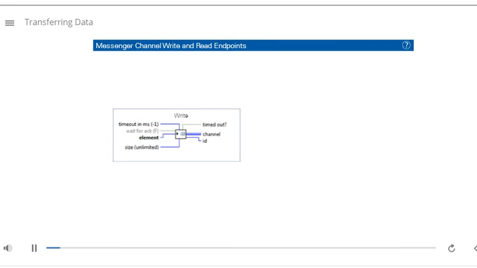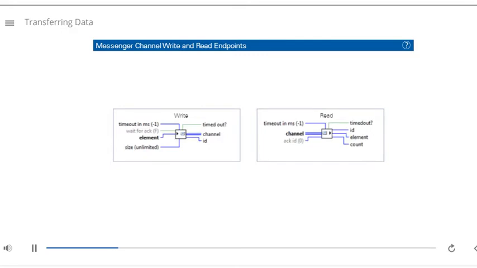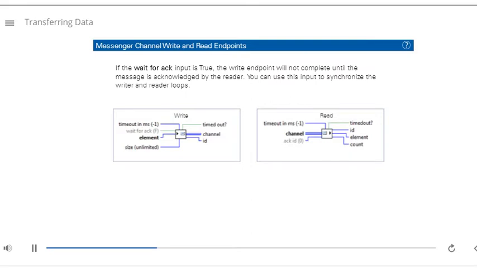The write endpoint writes a value to a messenger channel and blocks if the channel is full. The read endpoint waits to read a value from a messenger channel. If the wait for ACK input is true, the write endpoint will not complete until the message is acknowledged by the reader. You can use this input to synchronize the writer and reader loops.